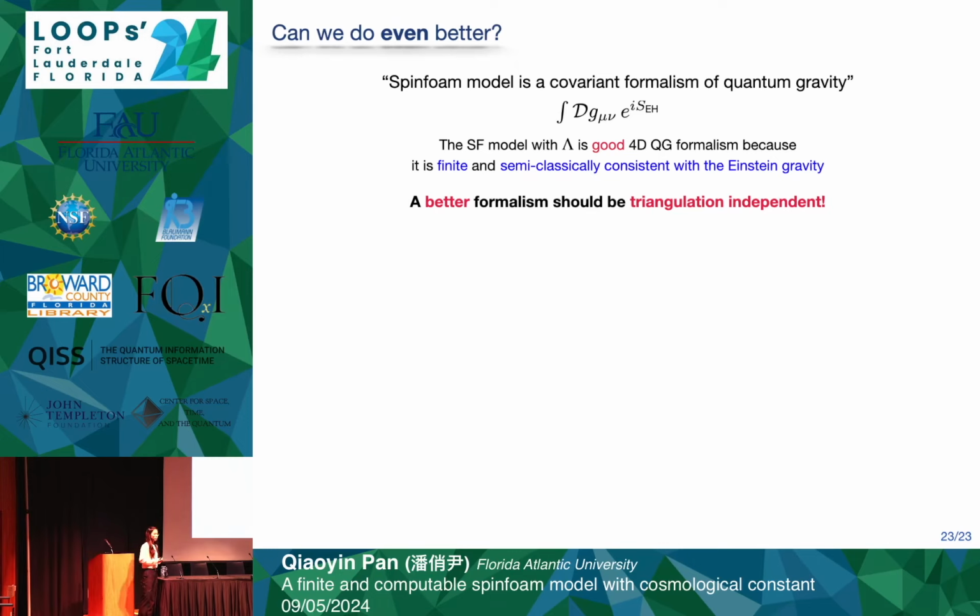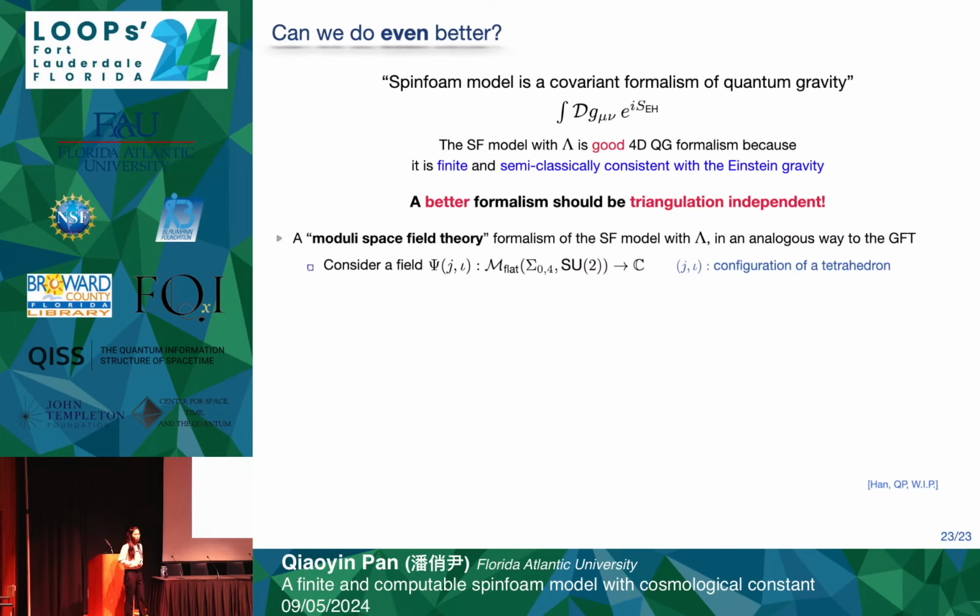How do we do that? Usually, this is one of the motivations to consider the group field theory, GFT. But since this Spinfoam model is based on the Chern-Simons theory, whose solution space is a moduli space of flat connection, we think that it's more natural to consider the moduli space field theory formalism of the Spinfoam model, which is in analogy with the group field theory.